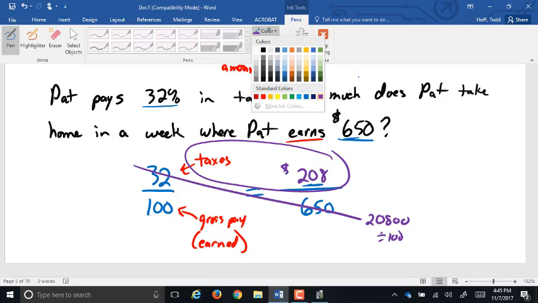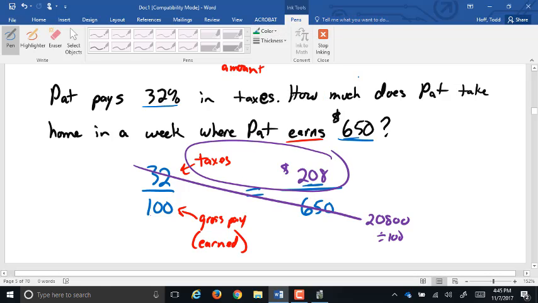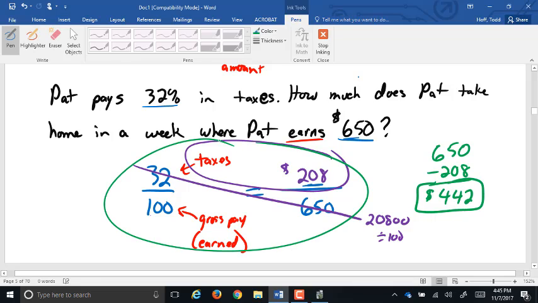What do we want to find out? How much Pat takes home. Well, Pat takes home $650 minus 208, $442. So by labeling our ratio and keeping track of that proportion, it allowed us, once we did the calculation, to realize that we do have to take an extra step to actually get to the answer to that question.